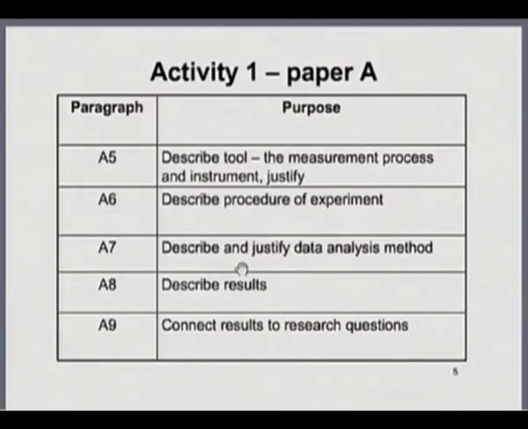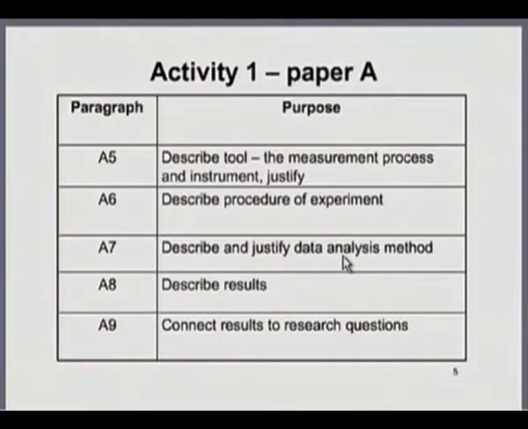Going on to A7. In A7, the authors talk about how they do the data analysis. What are the different categories on the basis of which they are going to analyze the data, and they follow it up with A8 with the results where they simply apply the analysis onto the data that they have.